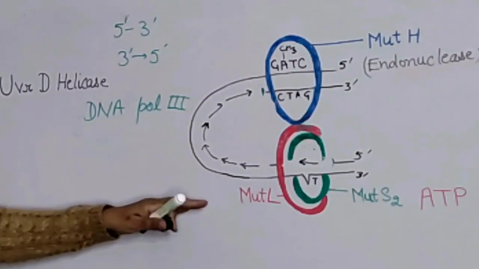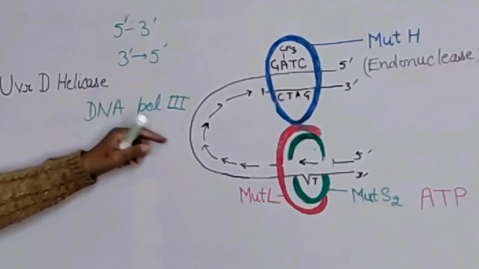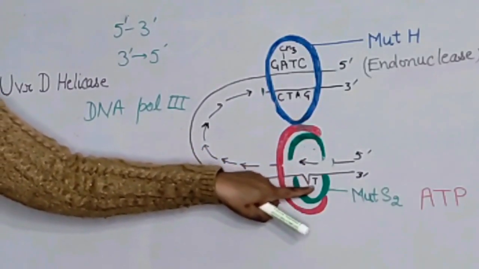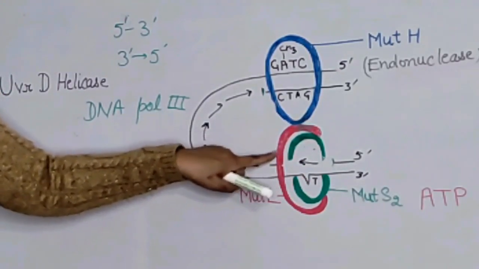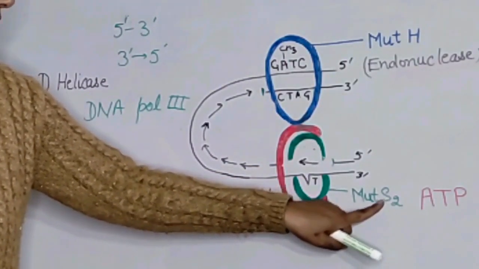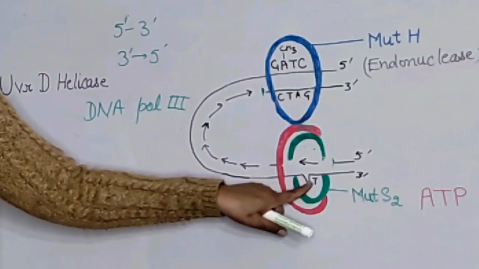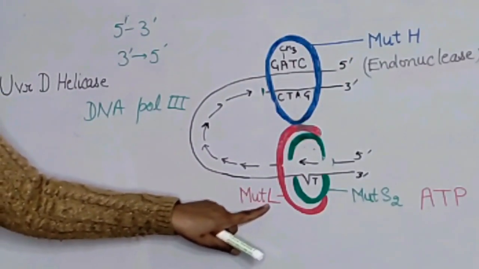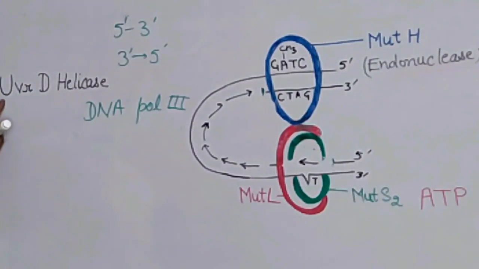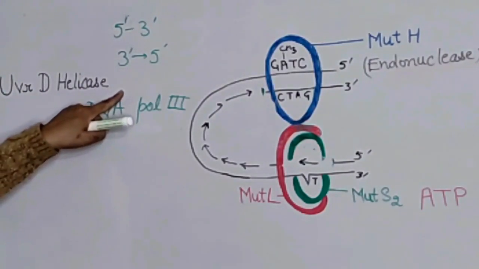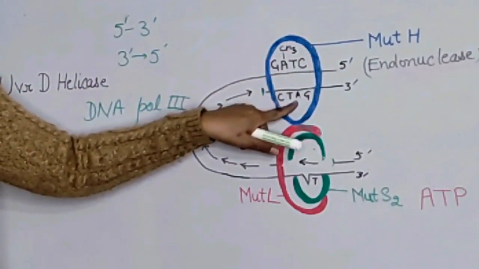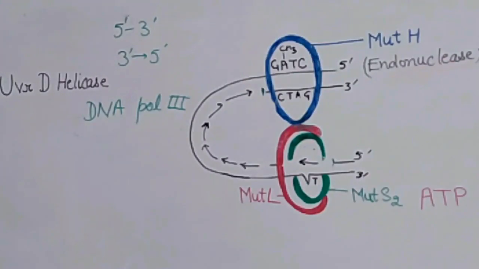Let's see the whole process again. Suppose there is some mismatch, it causes a distortion in the DNA strand. Due to this distortion, protein MutS comes in the form of a dimer and gets attached here. Over that, one more protein, MutL, gets attached, which can cause activation of UvrD helicase. MutH protein gets attached to the GATC segments present in the DNA molecule.